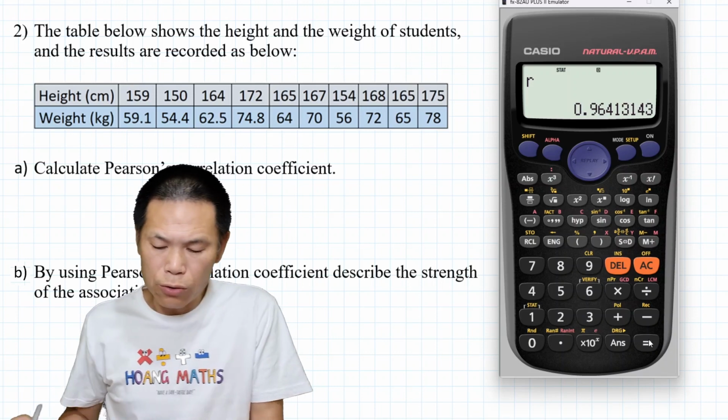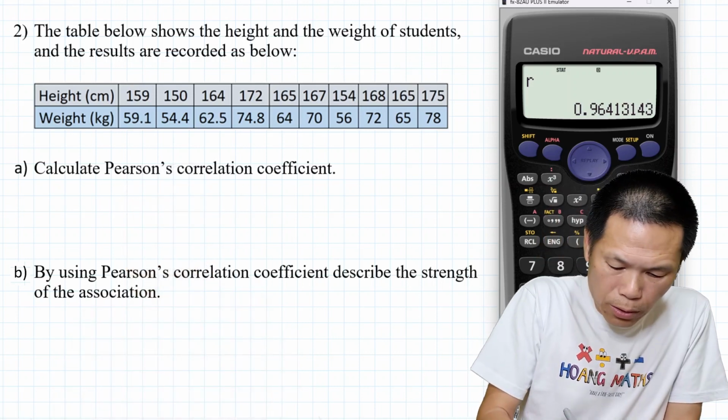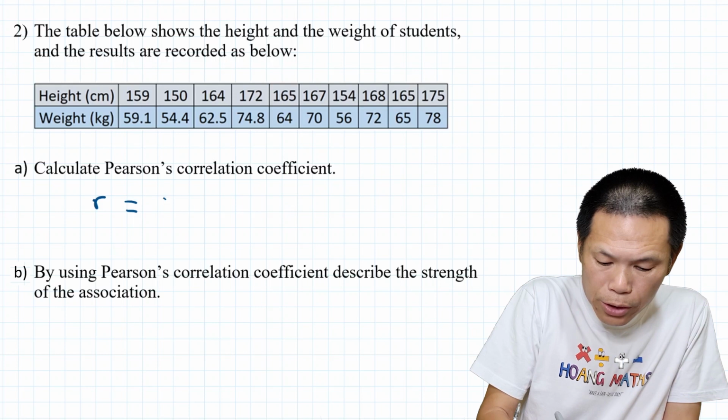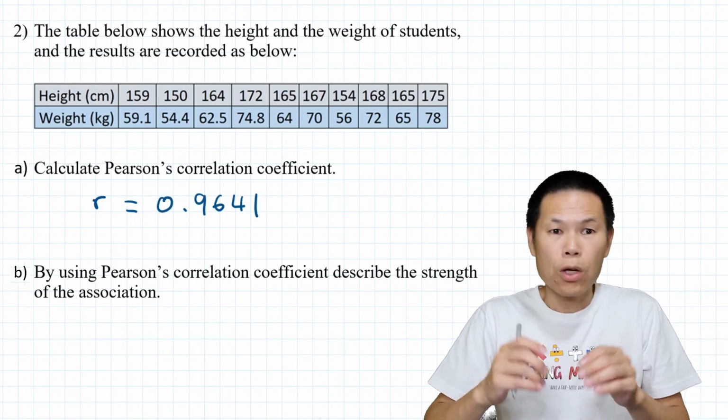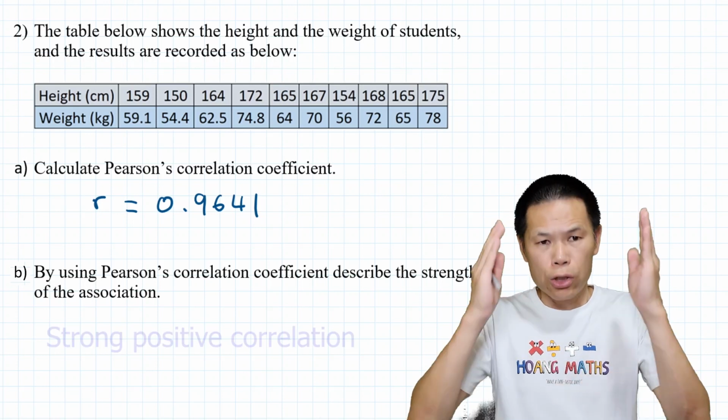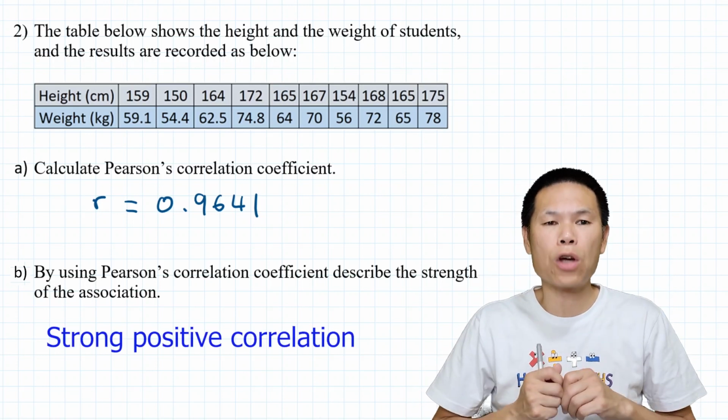Okay, so let me just write this down. So r is equal to 0.9641. So we can describe this as strong positive correlation.